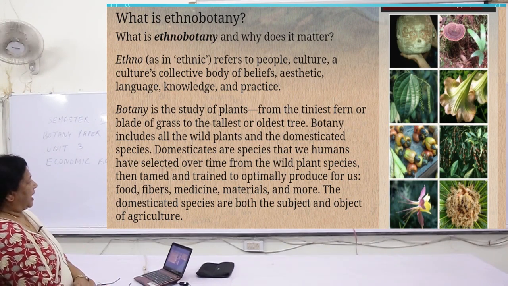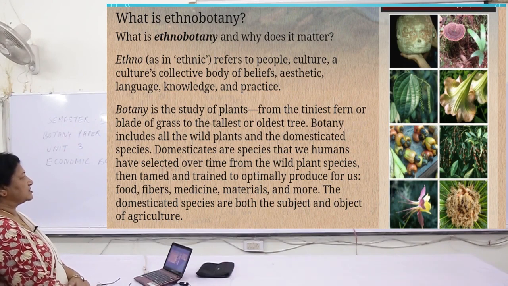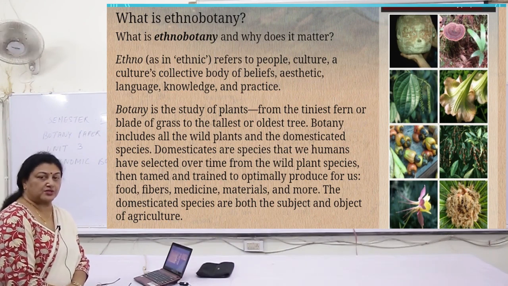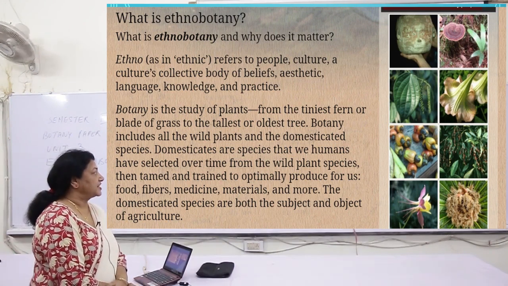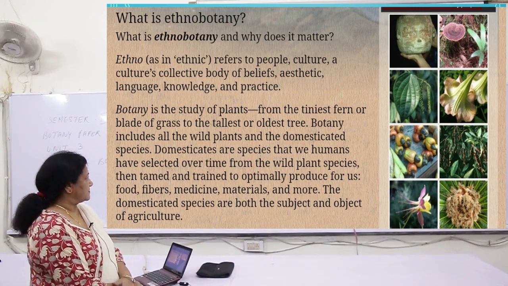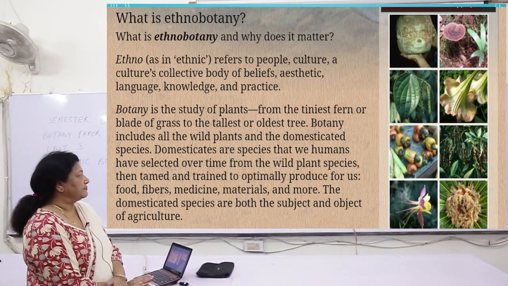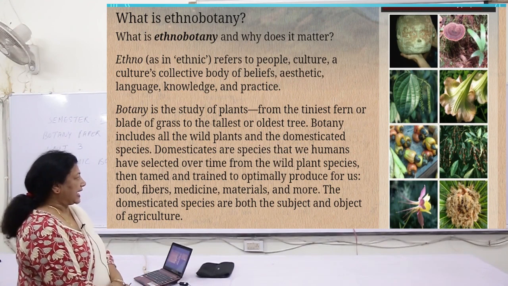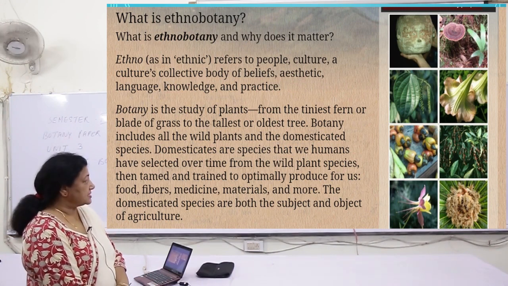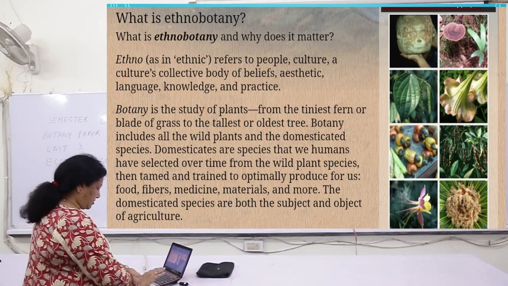they, meaning the tribals. And botany, you all know, is the study of plants, from the tiniest of ferns to the blade of grass to the tallest of the old trees. Botany includes all the wild plants and the domesticated species. Domesticated species means the species that we grow for our edible purposes, for our eating purposes. Domesticates are species that we humans have selected from time to time, like rice, wheat, barley, maize, from the wild plant species, then tamed and trained to optimally produce for us, like food, fibers, medicines, material and more. The domesticated species are both the subject and object of agriculture.